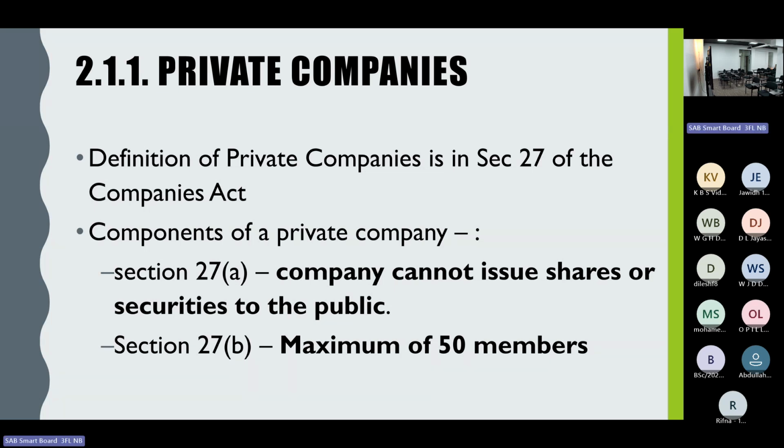Then, whether a private limited company can issue shares.